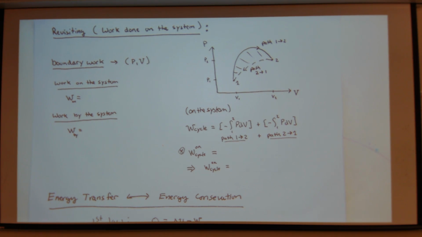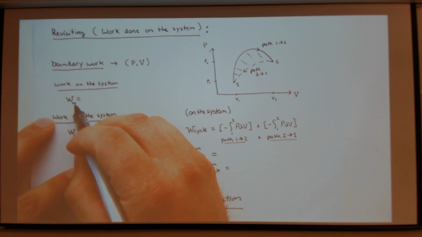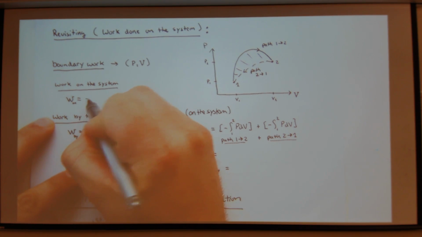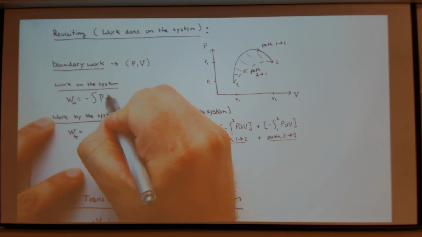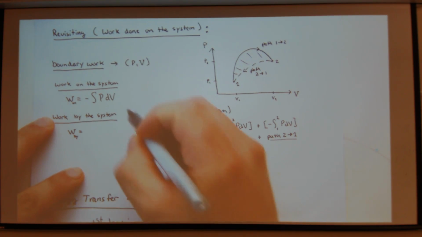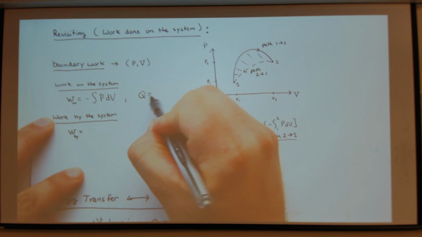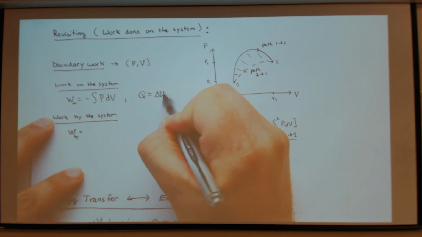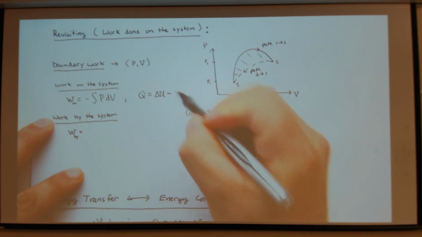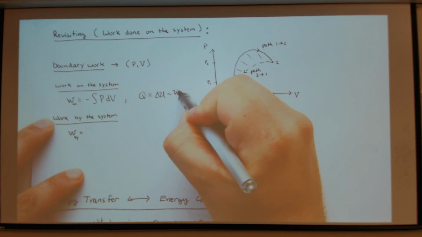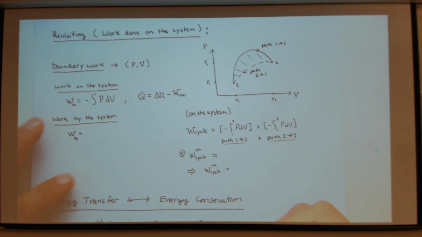So revisiting the work done on the system, boundary work, PV, and if I want to put this in integral form, it's minus the integral of P dV. Whereas in terms of the first law, Q equals delta U minus the work on the system.